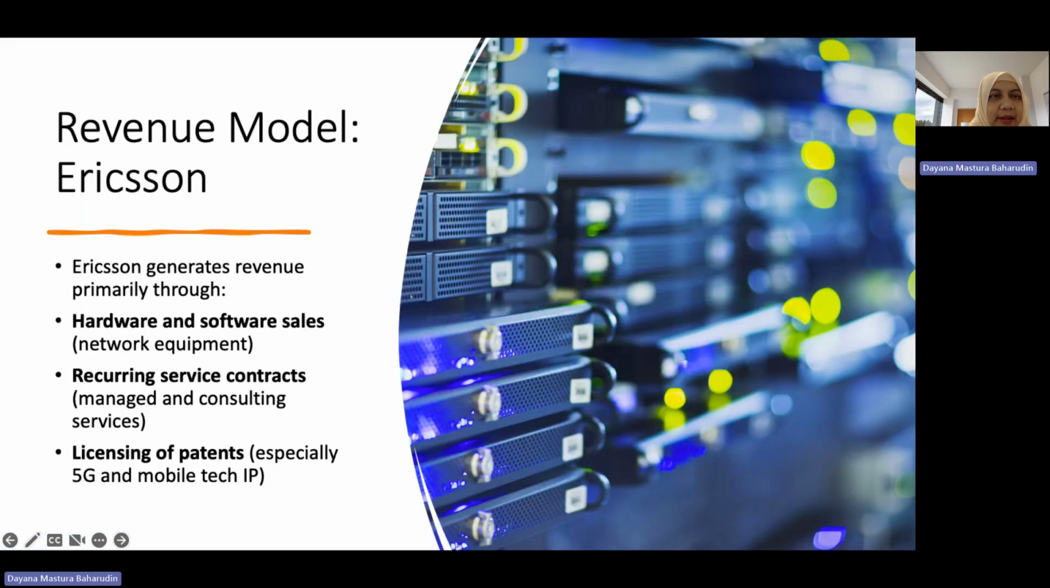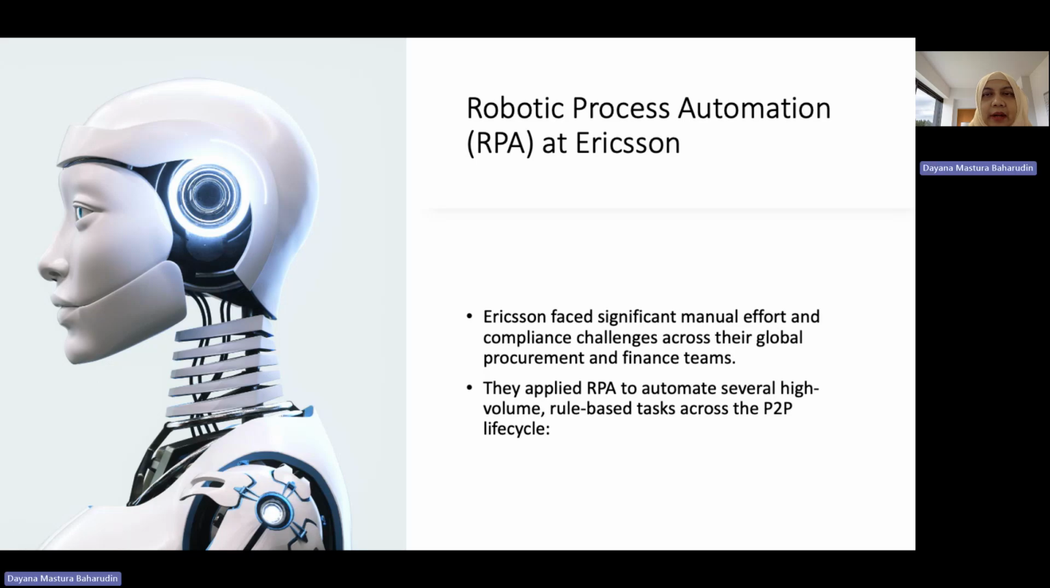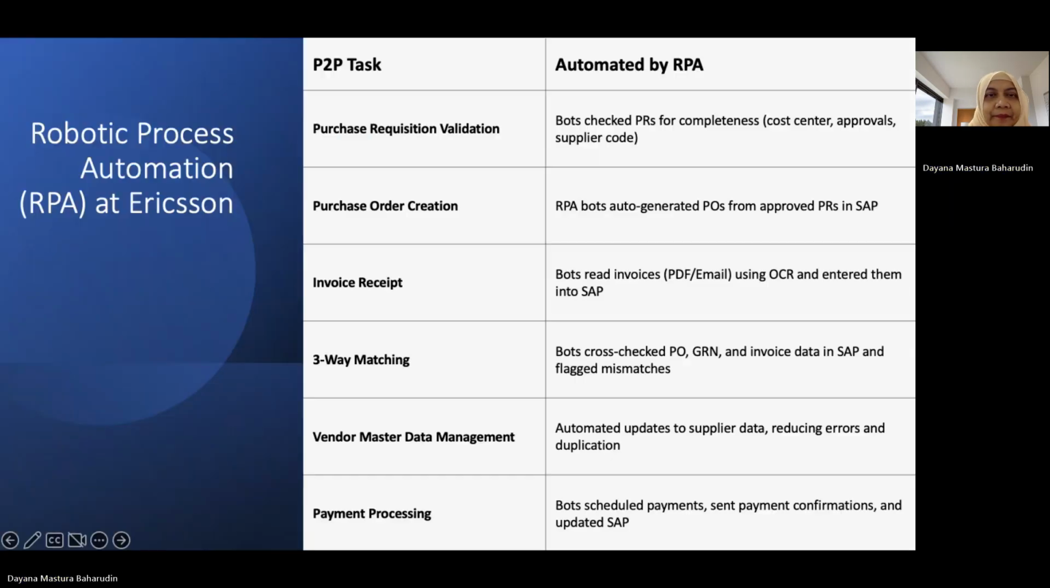Let's have a look at the revenue model for Ericsson. Ericsson generates revenue through hardware and software sales, recurring service contracts, and licensing of patents. So, RPA at Ericsson. Ericsson faced significant manual effort and compliance challenges across their global procurement and finance teams. So they applied RPA to automate several high-volume rule-based tasks across the P2P lifecycle. And here we have the RPA automation at Ericsson.